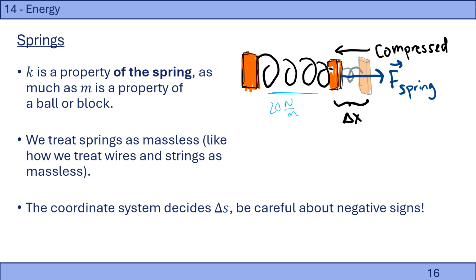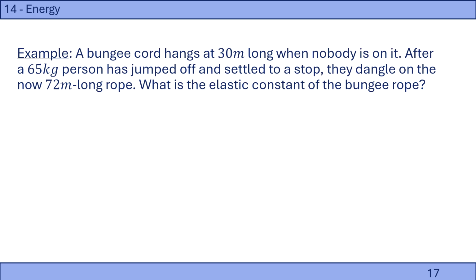So delta S can be generic. It can be up, down, left, or right. And so you do have to watch out for negative signs, I think, more than anything else when it comes to delta S. Let's just use that force real quick.